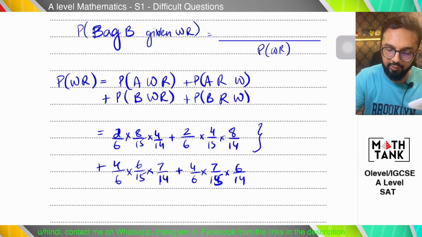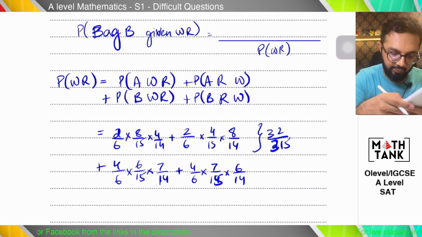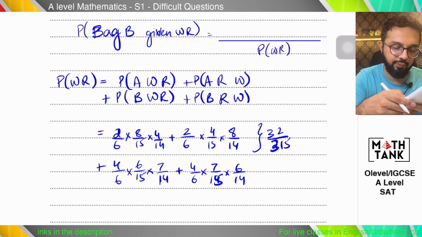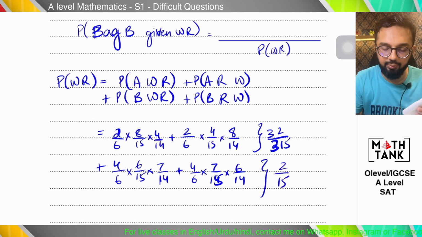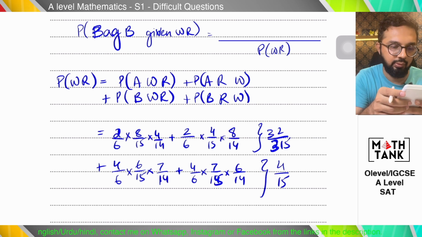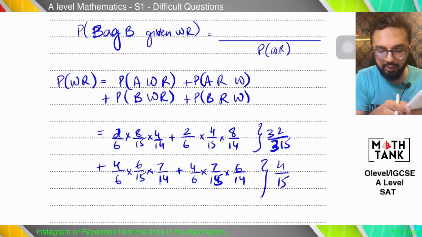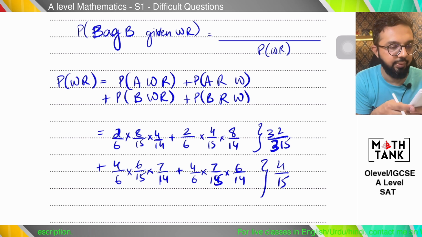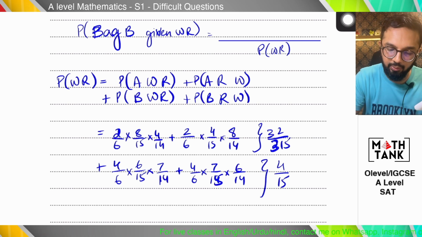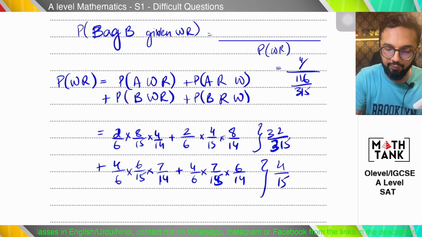So that gives me 32 over 315, and 4 into 6 into 7 divided by 6 into 15 into 14, 2 out of 15. No, 4 out of 15. Okay, so 4 out of 15 plus 32 out of 315. That gives me 116 over 315 in the denominator, and then 4 out of 15 in the numerator.